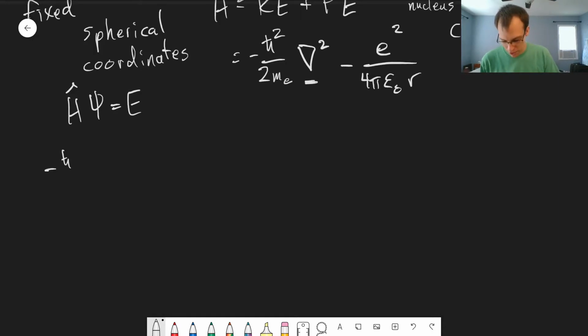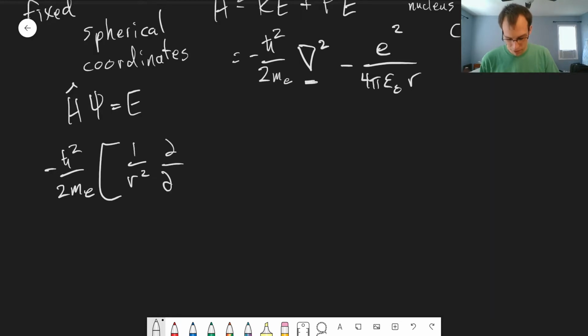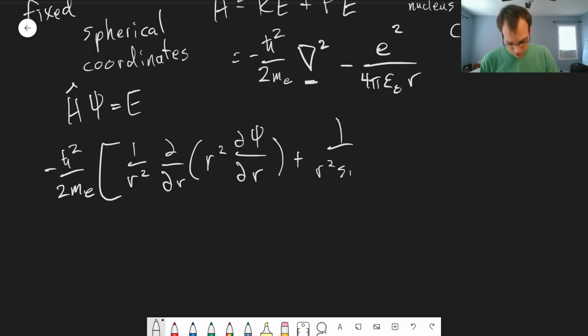So we have negative h bar squared over 2 times the mass of the electron times the whole del squared operator in spherical coordinates. So we get 1 over r squared, first derivative with respect to r squared, and I'll go ahead and put the wave function here specifically. So we get the first derivative of the wave function with respect to r, then 1 over r squared sine theta. And in this case, unlike the rigid rotator, the r's are going to stick around. Because r is not fixed in this case, the electron is free to get closer or further away from the nucleus.